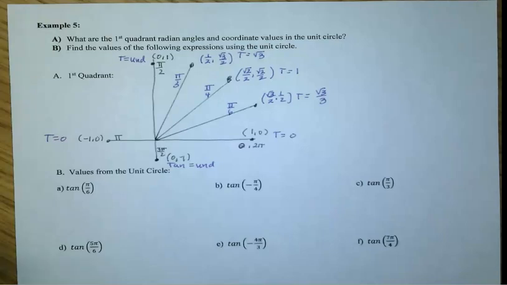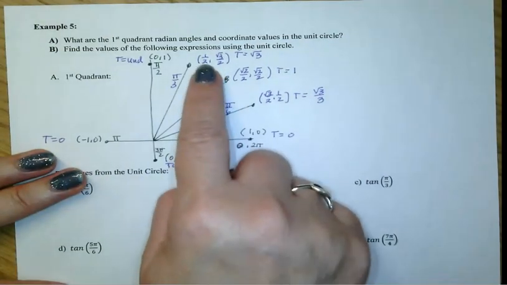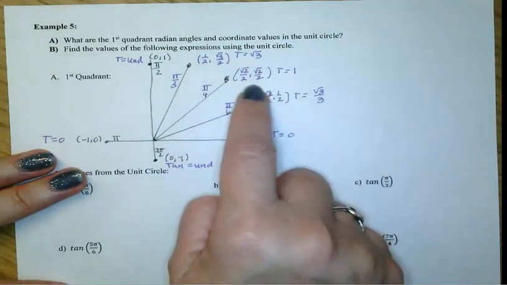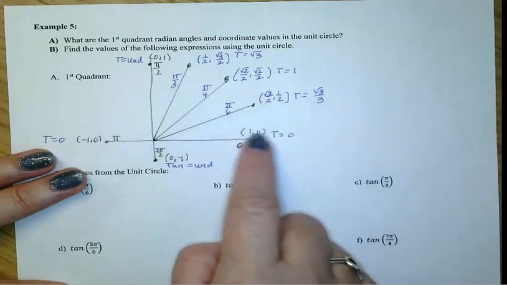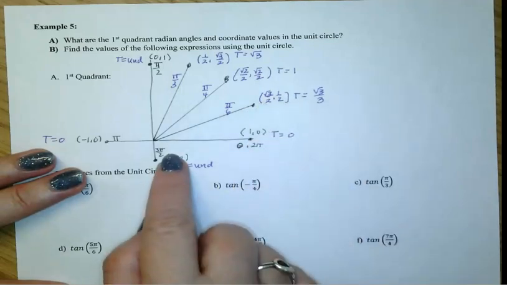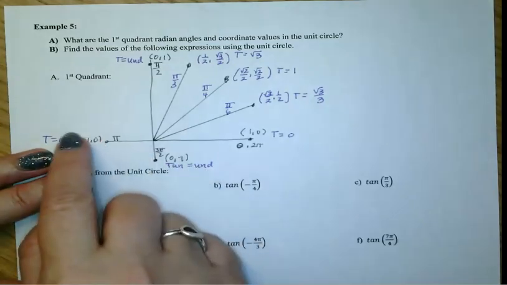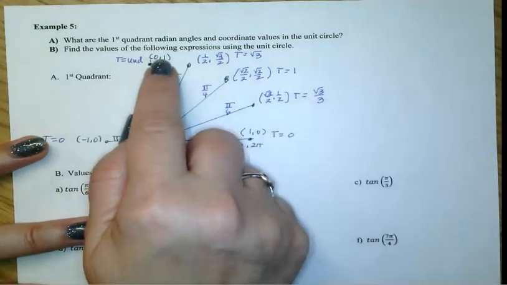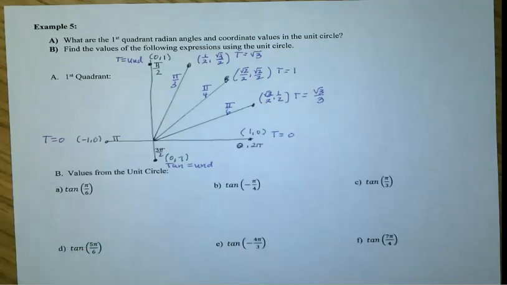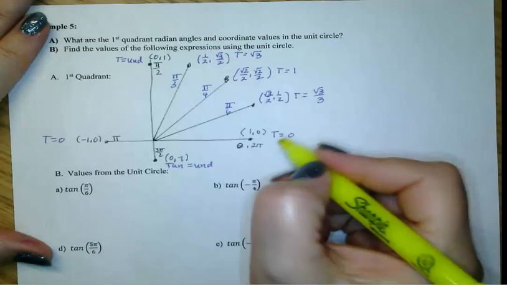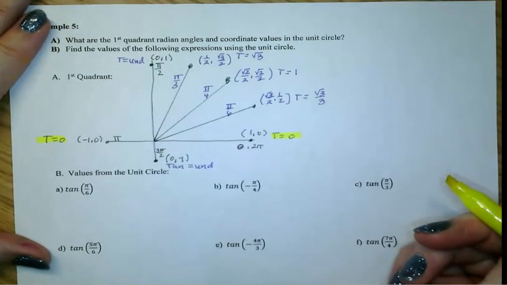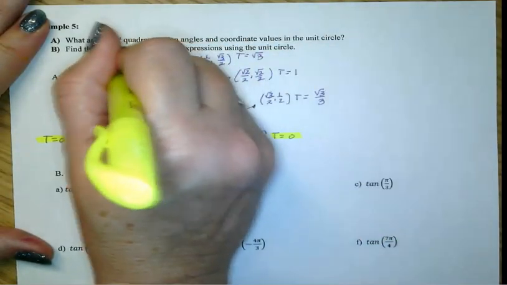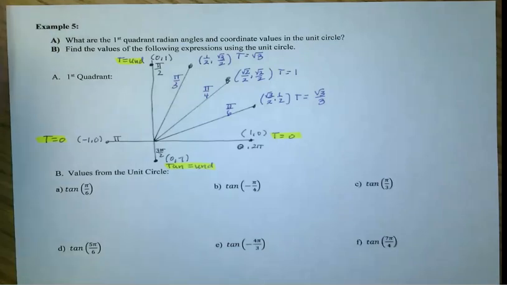Pause your video. All right, how did you do? So we had the cosine, the sine, and the tangent for each of these angles. And we made a mental note that remember when we're on the horizontal line, the tangents are 0, and when we're on the vertical line, because the vertical line has an undefined slope, tangent is undefined at these two places.